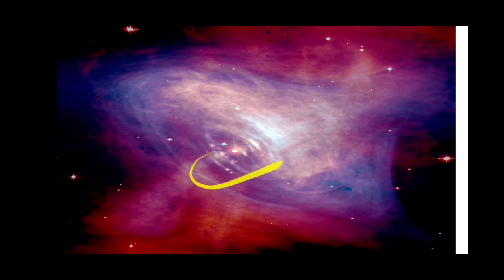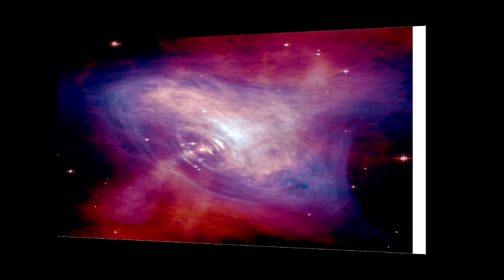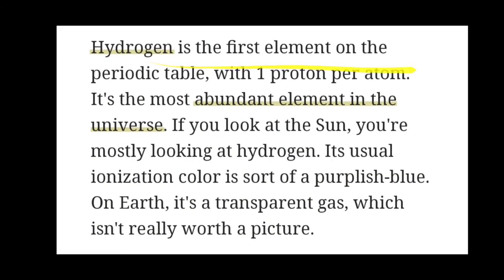Next, see here, this is the first element present in the periodic table, which has the atomic number 1. It is called hydrogen. This is a gas, and hydrogen is present in the sun. Hydrogen is the first element on the periodic table with 1 proton per atom. It's the most abundant element in the universe. If you look at the sun, you are mostly looking at hydrogen. Its usual ionization color is a purplish blue. On the earth, it's a transparent gas, which is not really worth a picture.